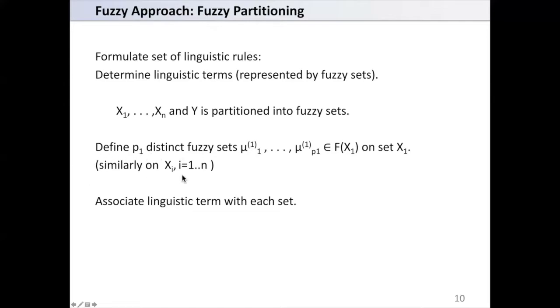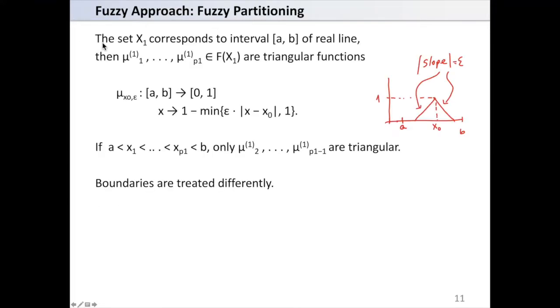And this is done similarly for other reference sets. And we associate a linguistic term with each set. Consider, for example, the reference set x1. This corresponds to the interval between a and b of the real line. Then the membership functions mu1 up to mu p1 on the reference set x1 are elements of the fuzzy sets defined on x1, and these are triangular functions.